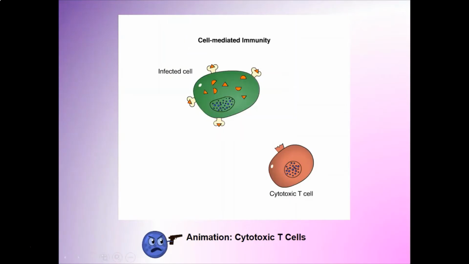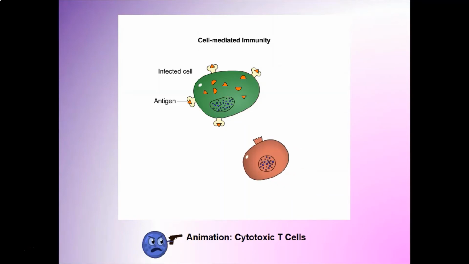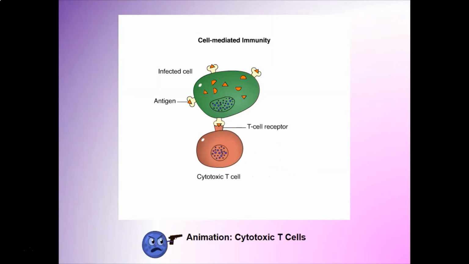Now let's look in more detail at cell-mediated immunity. Cytotoxic T cells are the main warriors of cell-mediated immunity, which attacks body cells that have been altered by infection or cancer, or transplanted cells that are foreign to the body. An infected, cancerous, or transplanted cell displays foreign antigens on its surface. T cell receptors on specific cytotoxic T cells recognize and bind to specific antigens on cells.